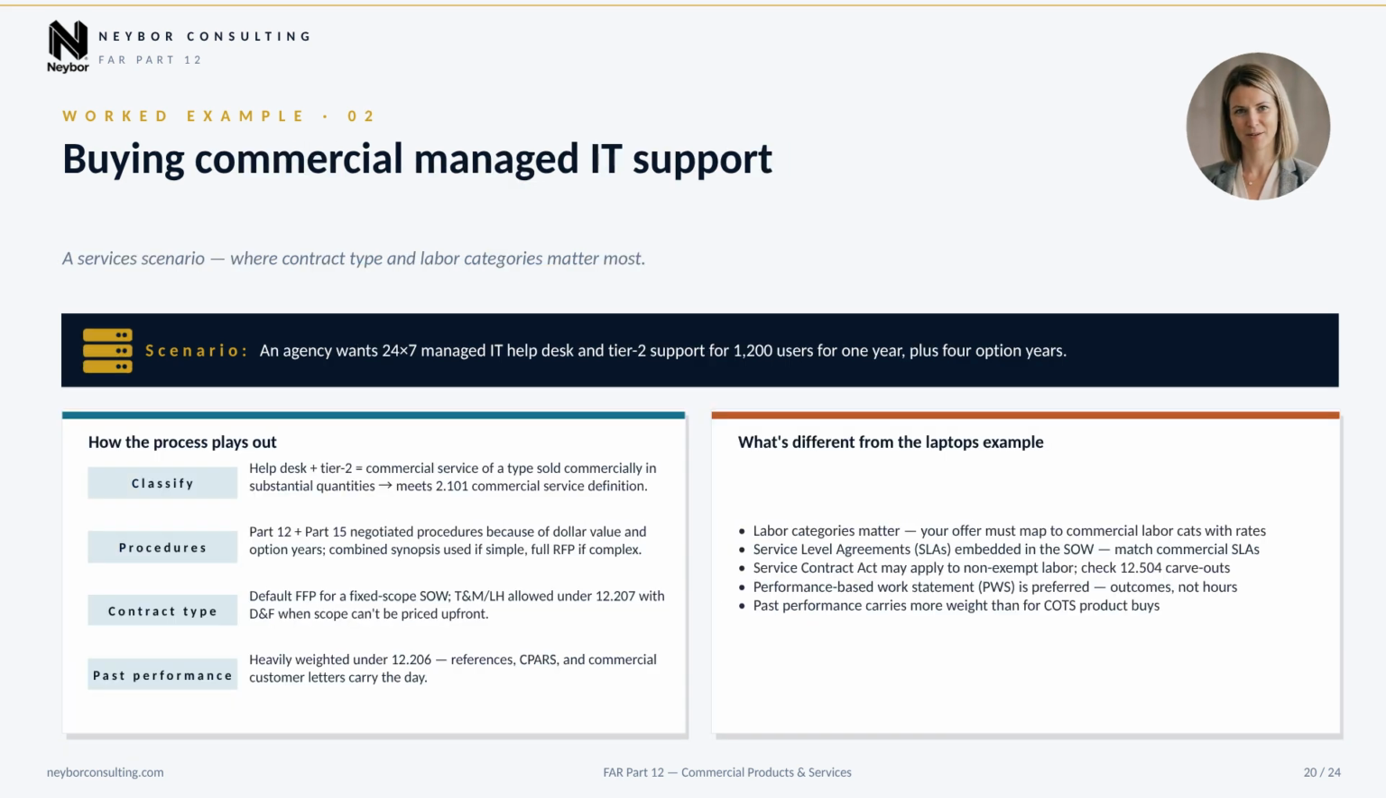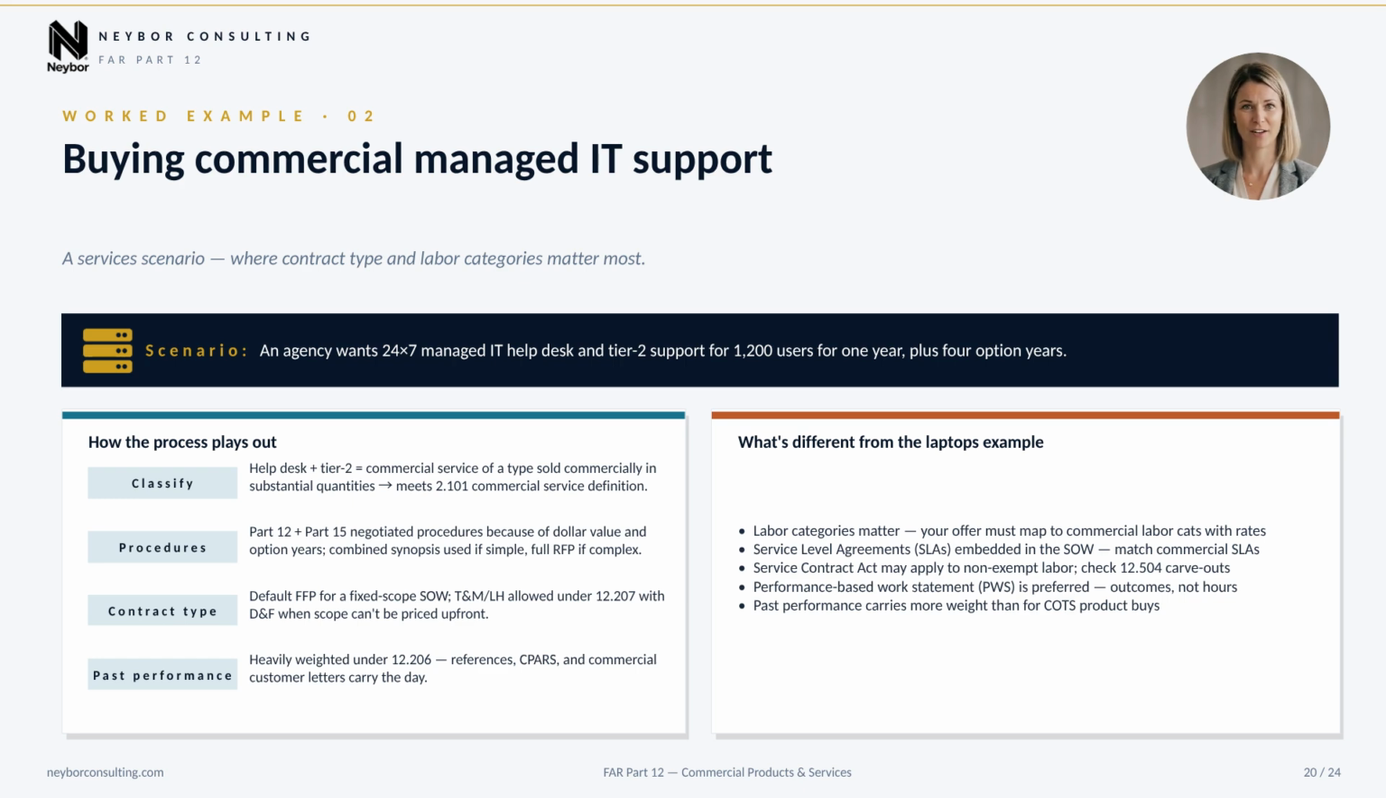Now a services example. An agency needs 24/7 managed IT help desk and Tier 2 support for 1,200 users, base year plus 4 option years. The process steps on the left walk it through. Classify. Managed IT support is sold commercially in substantial quantities, so it meets the 2.101 commercial service definition.